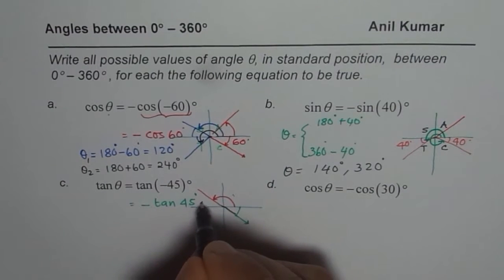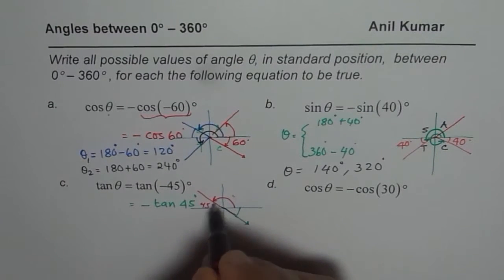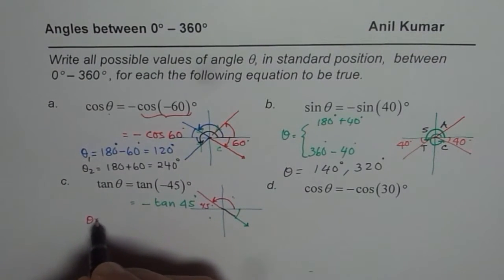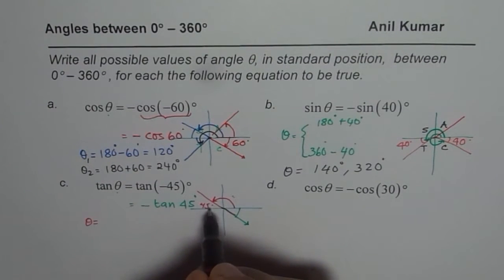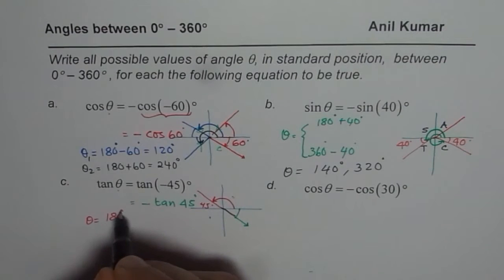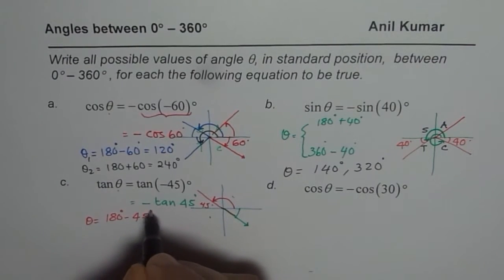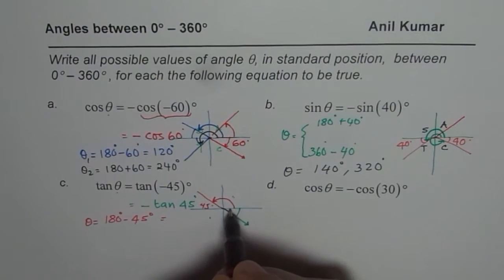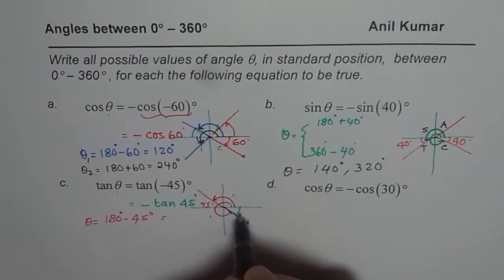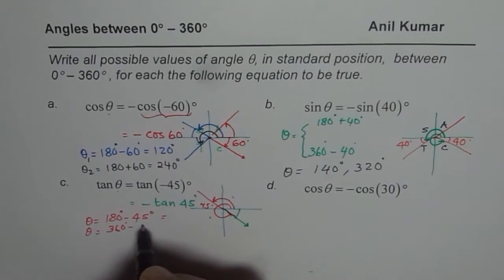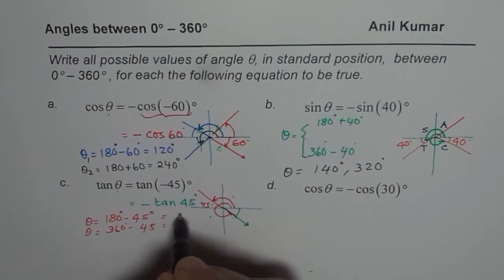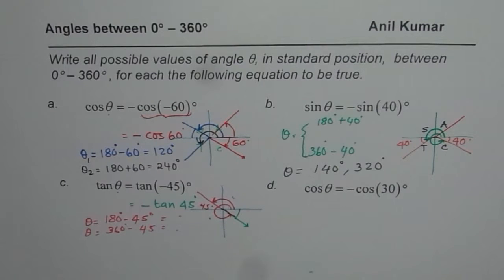We know the acute angle is 45, correct? So theta equals 180 minus 45. You can find this out. And the other one is this angle, which is 360 minus 45. So the other value is 360 minus 45, right? So find both these answers and write them down.